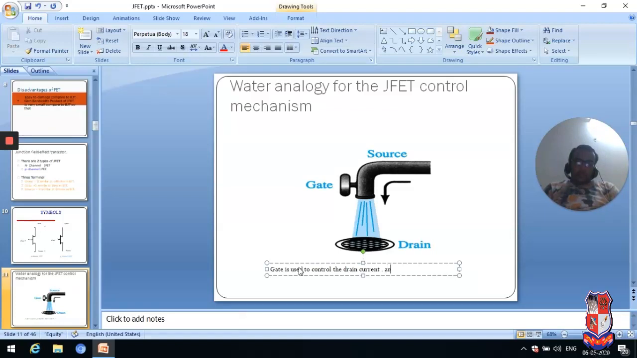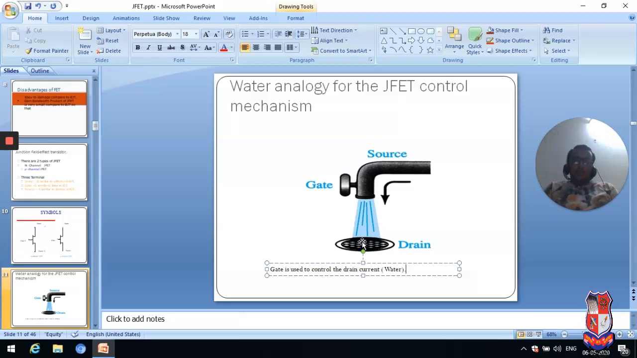and drain current, in brackets, is water. So it is the function of gate. What is the function of drain? Drain means what? It is used to collect the water from source.